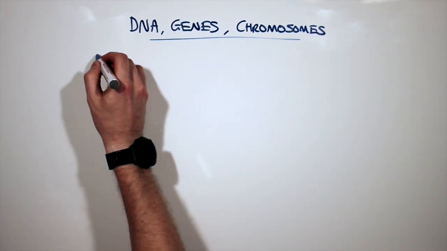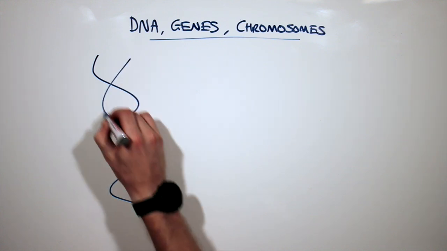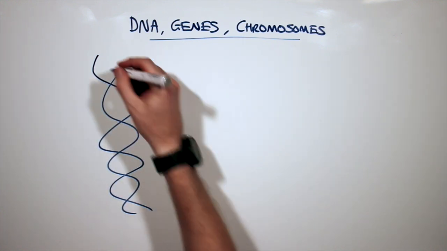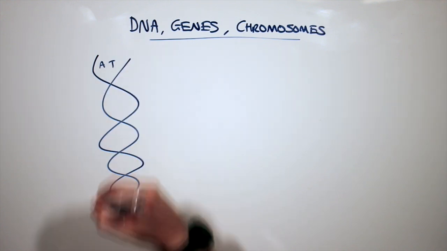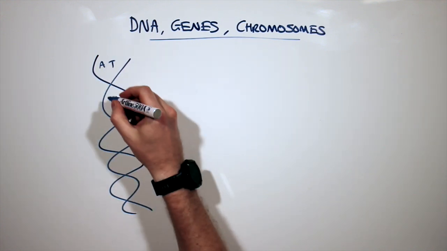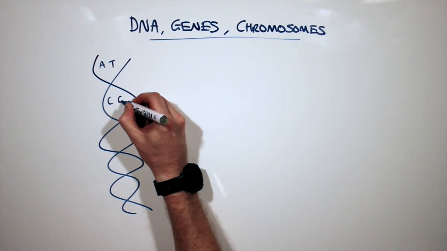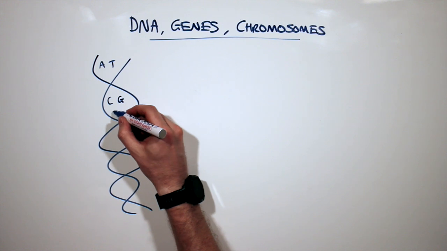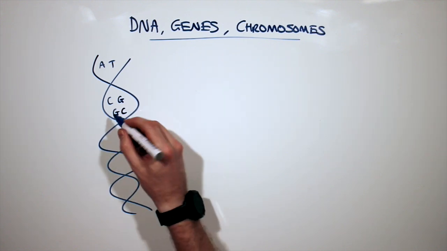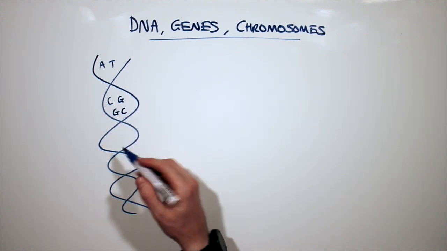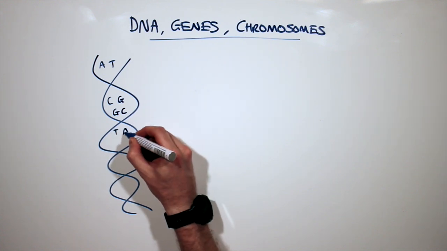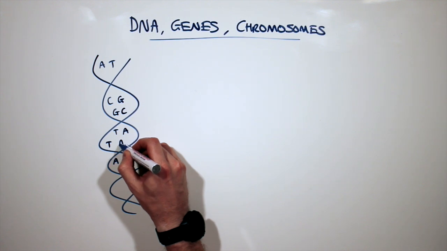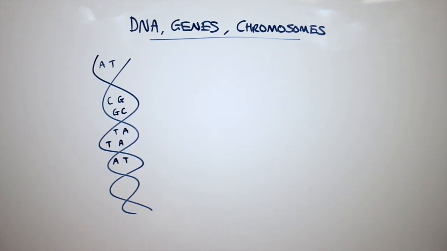So let's start off by drawing a very basic version of the DNA double helix. If you've watched my other video, you'll know that in the center of the DNA double helix, we have some nucleotides, and these are adenine, thymine, cytosine, and guanine, and that these nitrogen bases have complementary pairs. So C and G will always pair up, the same with A and T. And it doesn't matter where you put them, they'll always line up like this.